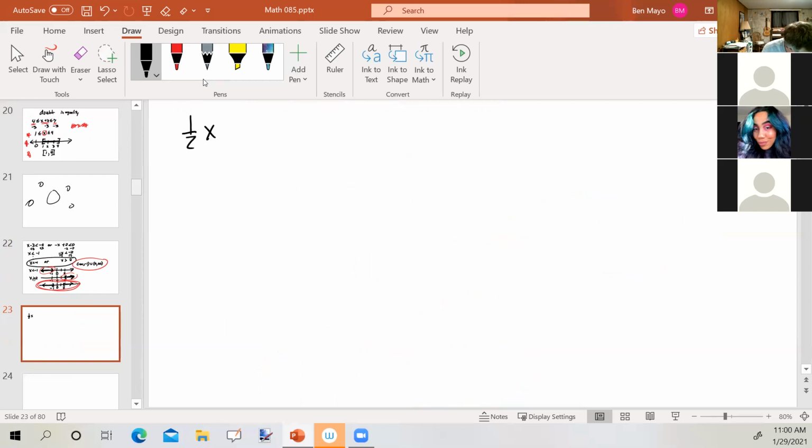1/2 x less than or equal to 2 and 0.75 x greater than or equal to -6. So to solve the first inequality, well, that's good. I just spit all over my screen. Guess I should put my mask on. To solve the first inequality, we're going to multiply both sides by 2. So I'm going to get x less than or equal to 4.